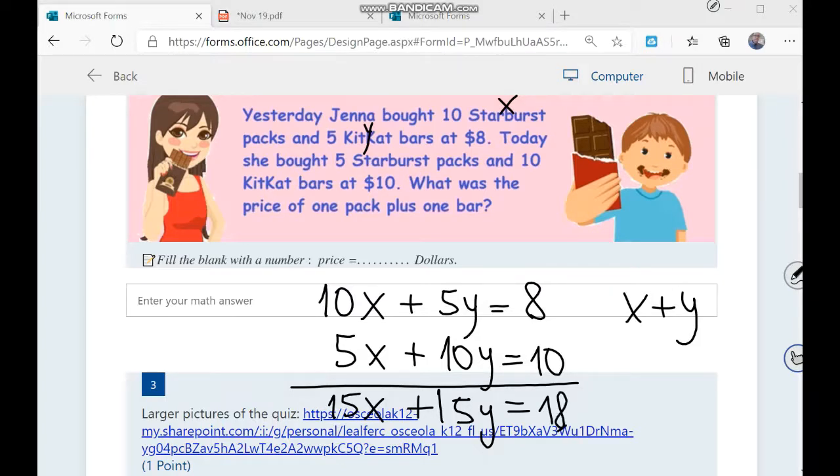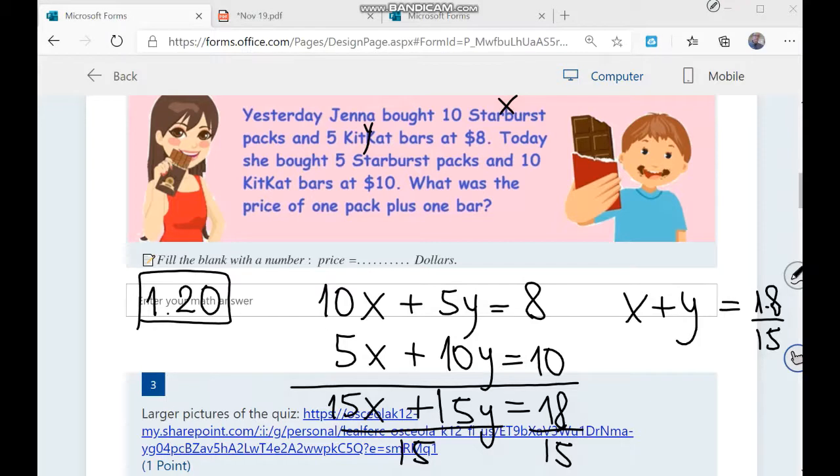That means if we buy 15 Starbursts plus 15 Kit Kats, it's going to cost $18. Then we divide everything by 15. That means if I buy 1 Starburst and 1 Kit Kat, I'm going to pay $18 divided by 15. On a calculator, $18 divided by 15 is $1.20. This is the right answer for this bell work: $1.20 is the price of 1 Kit Kat plus 1 Starburst. That's it.